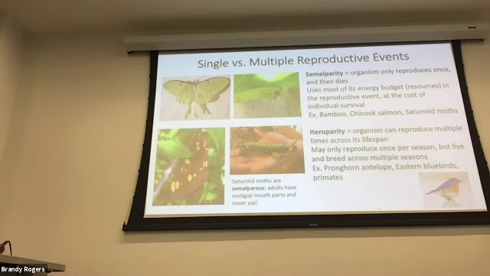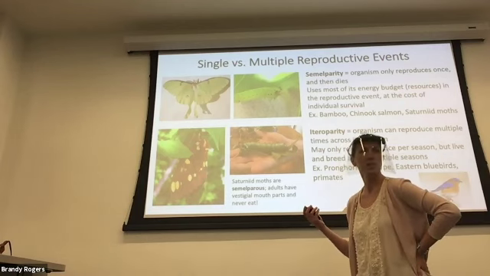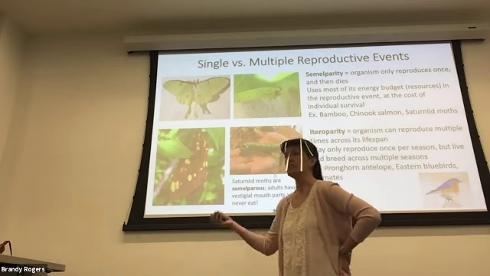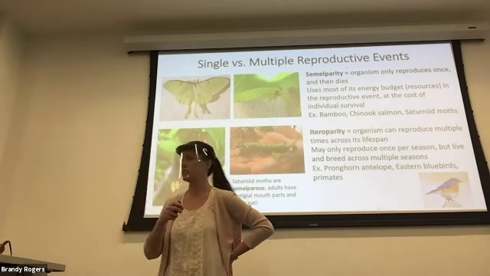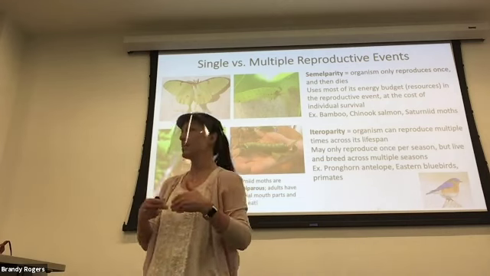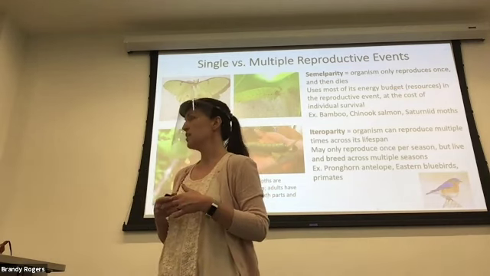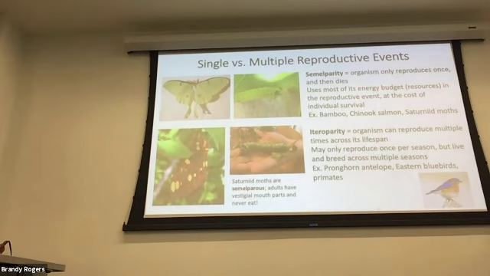Iteroparity, if you think about the term iteration, do you guys know what an iteration is, or an iterative process? If I tell you I'm going to reiterate, what am I doing? Like, let me reiterate this for you. I'm going to tell you again, right? So iteration is basically doing something more than once. So iteroparity just means that you have multiple reproductive events across your lifespan. It's sort of the opposite strategy as semelparity.